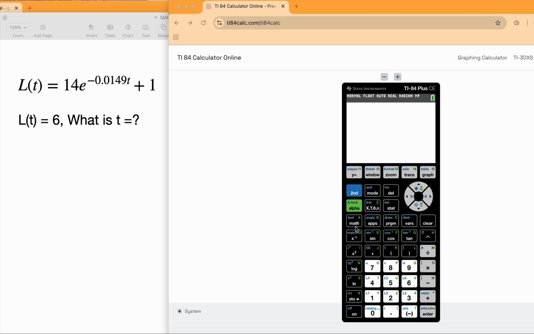So on your graphing calculator, find the button Math, click Math. You will see a list of functions come out on the screen. So you scroll down to the function Numeric Solver. Select it. You're going to choose this function.